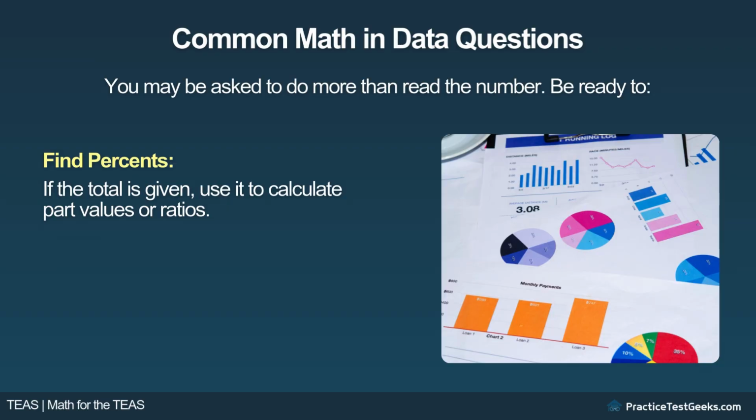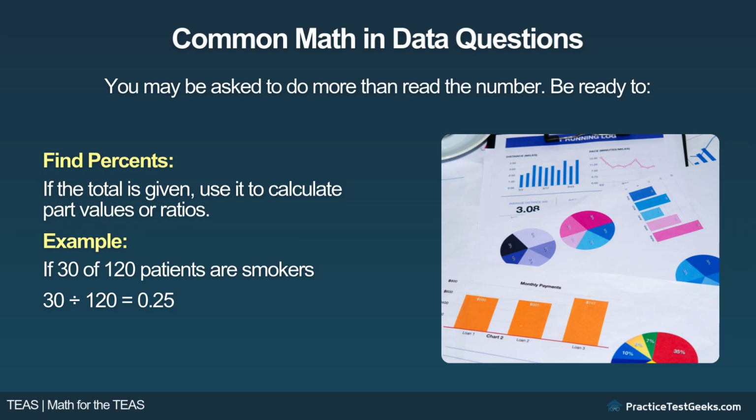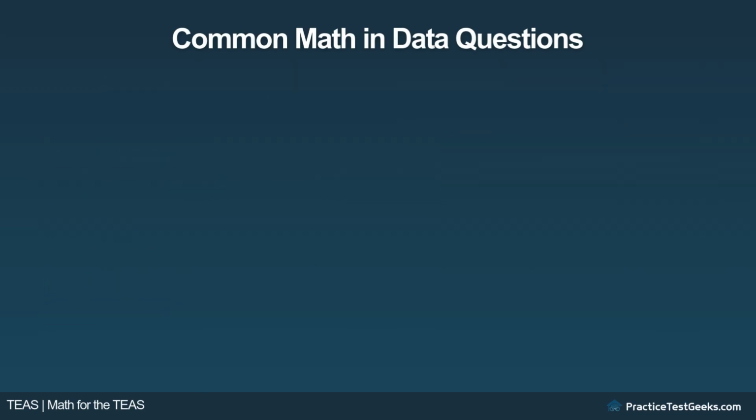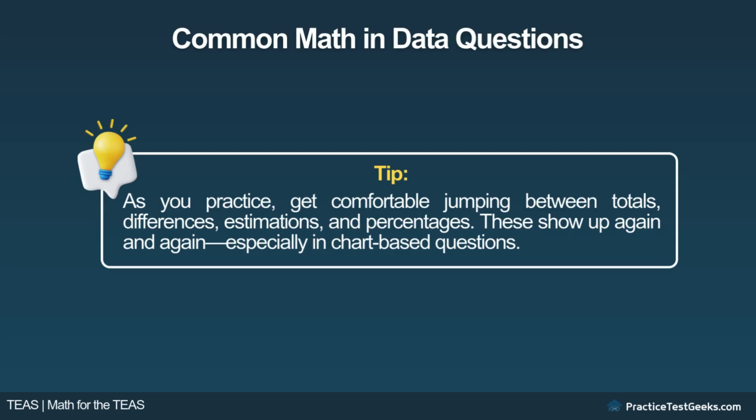Finally, you'll often need to find percents. This is especially common when comparing parts of a whole. For example, if 30 out of 120 patients are smokers, you divide 30 by 120. 30 divided by 120 equals 0.25. Then multiply by 100 equals 25% of patients are smokers. TEAS tip: as you practice, get comfortable jumping between totals, differences, estimations, and percentages. These show up again and again, especially in chart-based questions.